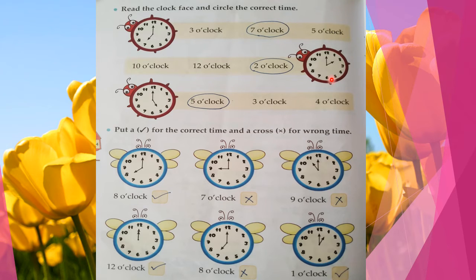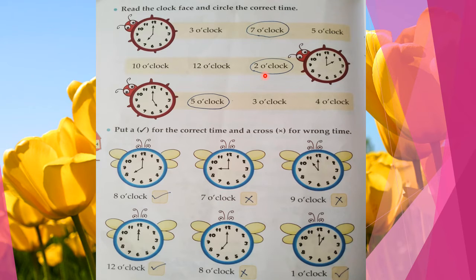Next, this clock. The longer hand points to 12 and the shorter hand to 2. So it means the timing is 10 o'clock, 12 o'clock or 2 o'clock.